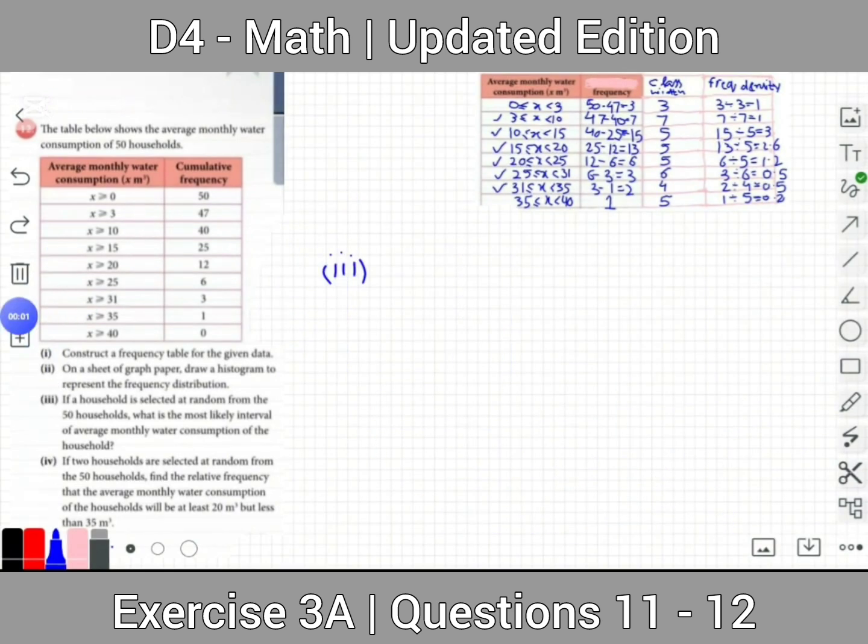Part 3: if a household is selected at random from the 50 households, what is the most likely interval of average monthly water consumption of the household? So we have to find the class interval that shows the most likely average monthly water consumption of the household. The interval having the highest frequency is 15, and the class interval is 10 to 15.